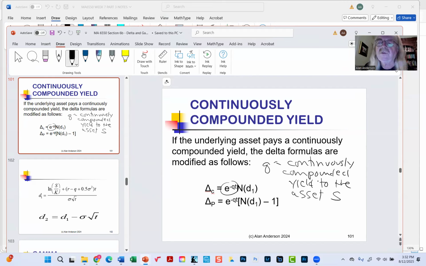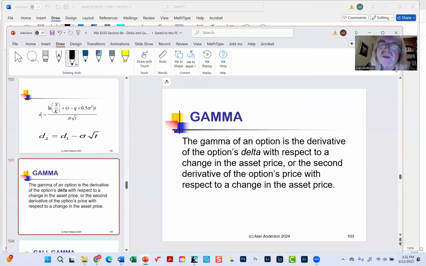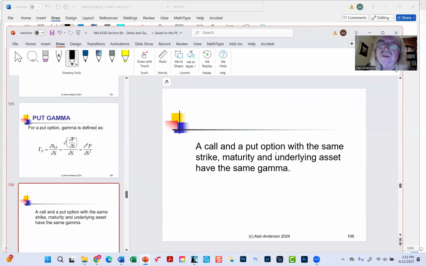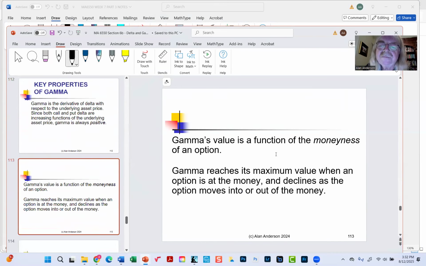All right. So in other words, let's say you're writing an option on the British pound. Owners of the British pound will collect the British rate of interest, which would be treated as a continuously compounded rate, and so q would be the British rate of interest. Okay, and so that's how this would work. And of course, that has an impact on the rest of the model. So here's gamma, which we've already discussed. And here's the curve.